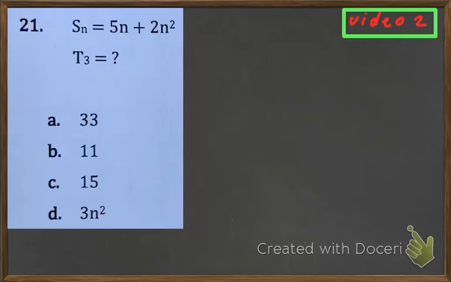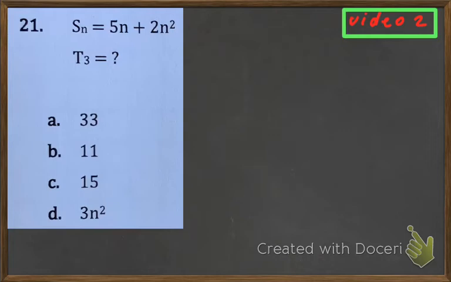Video 2, question 21. Sn is 5n plus 2n squared. What is the value of T3? The question really asks us to find the third term of a particular pattern or sequence. We don't have the first term. We don't know if there's a constant difference or a constant ratio or maybe a constant second difference.